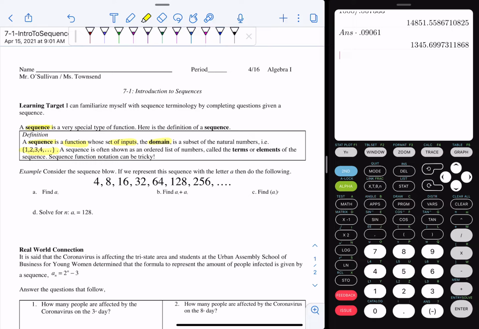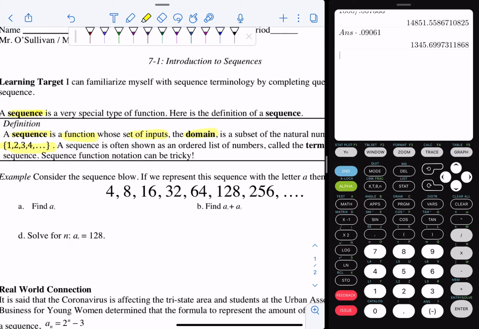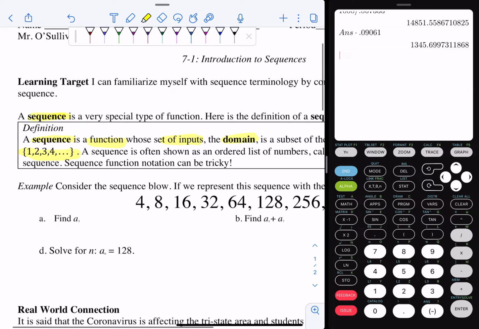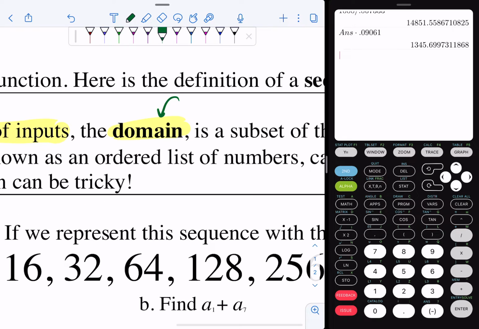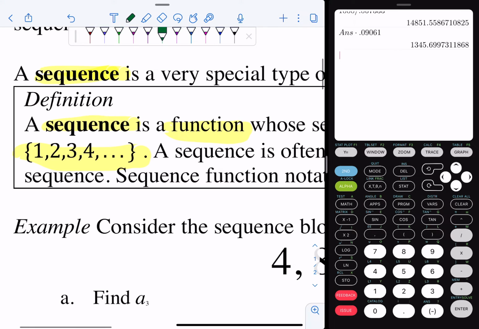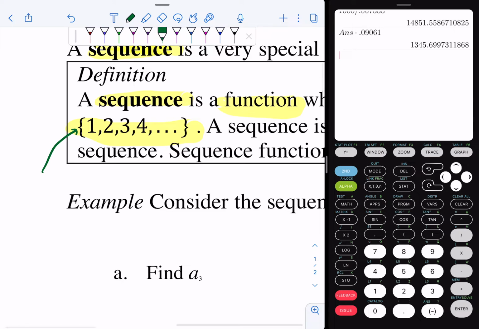Sequence function notation can be very, very tricky. So one of the things we need to know is that it is a function. Our sequence values, or our x values, or the terms that we're inputting into our sequence rule, will not repeat. They are very special. And remember, the numbers we're plugging in for our sequence, or our inputs, are our domain. And our domain is our x values. So for instance, like 1, 2, 3, 4, these are our x values. These are the numbers you plug in to find your answers.